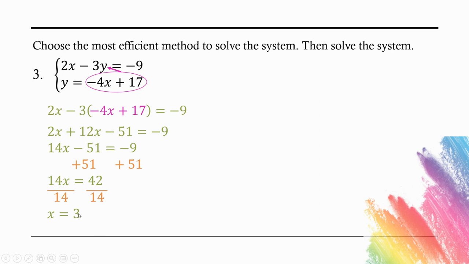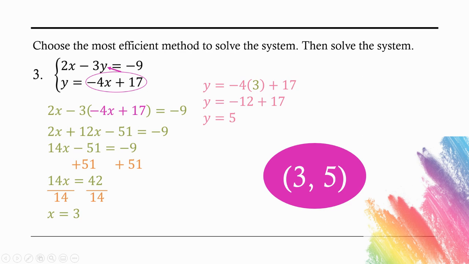Now that I have found a value for x, I would substitute this x value into the bottom equation. I really could use either equation, but to do this most efficiently with the least amount of work, I want to use this bottom equation because I'm still looking for y, and this equation is solved for y. So I'm going to substitute 3 in for x into the bottom equation. Negative 4 times 3 gives us negative 12. And negative 12 plus 17 gives us 5. We've got to make sure we write our final answer as an ordered pair.